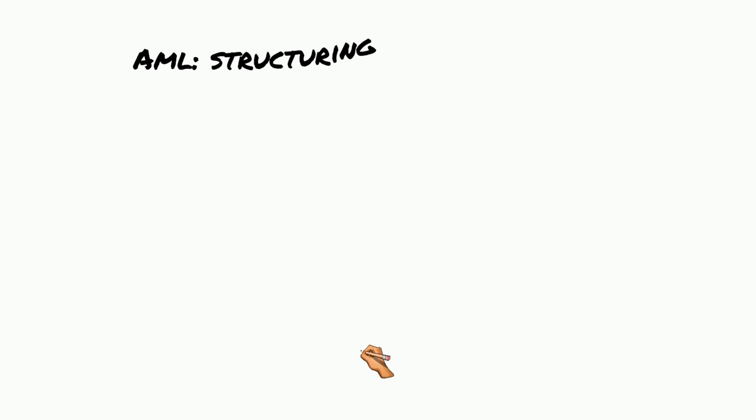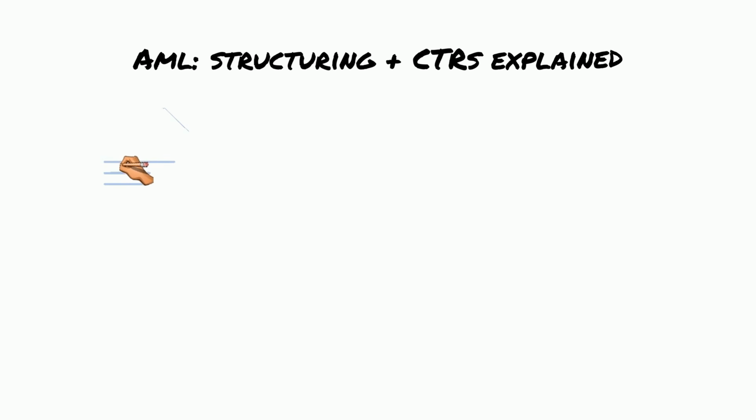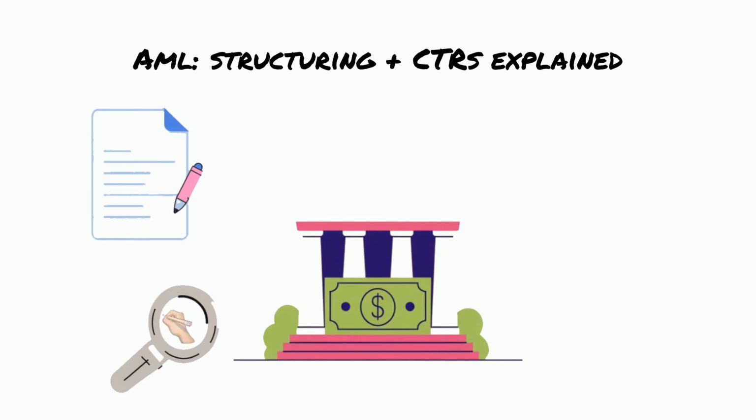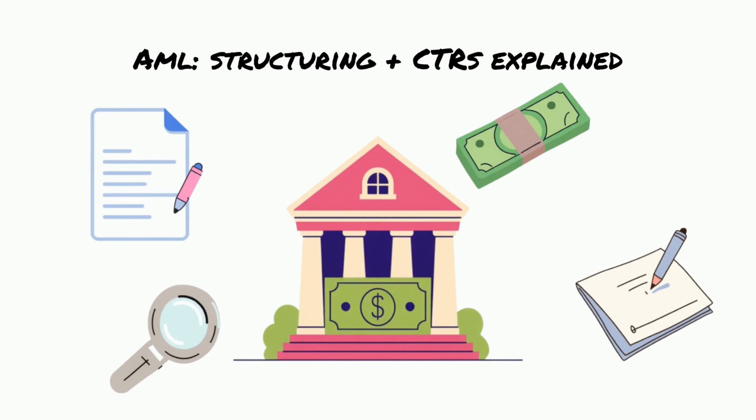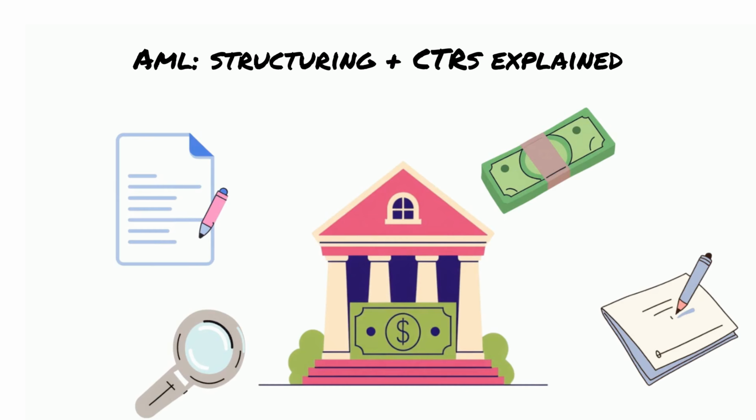Welcome. Today, we're learning about anti-money laundering, focusing on structuring and currency transaction reports. It's also known as CTRs. Both are key tools that financial institutions use to prevent money laundering.